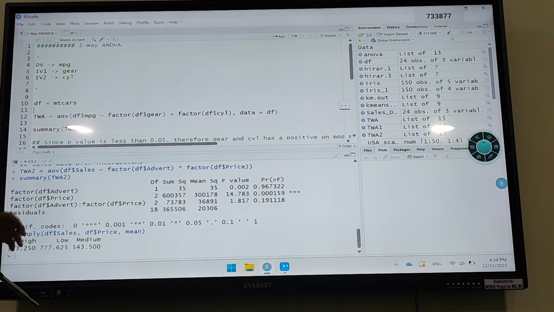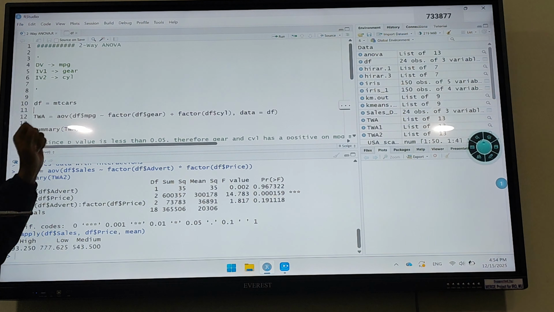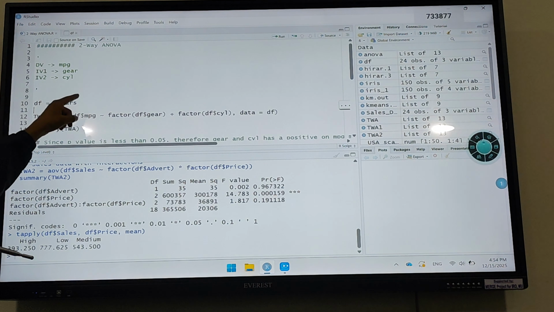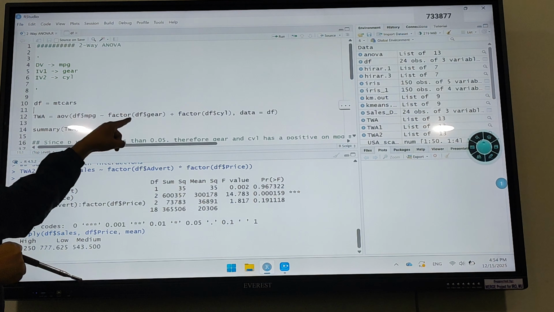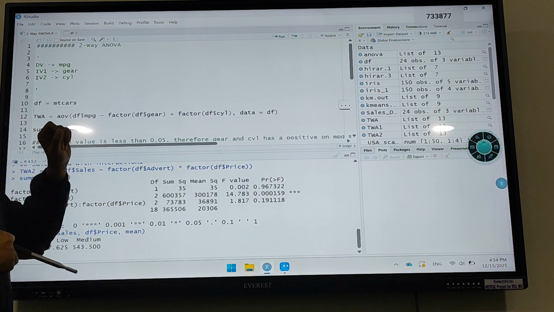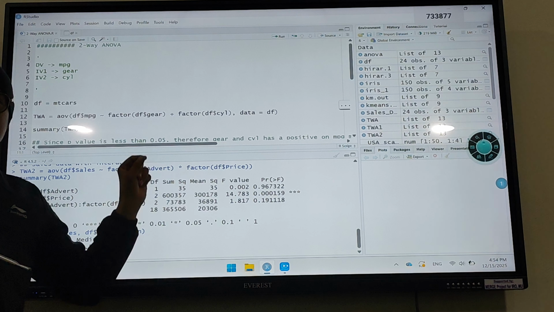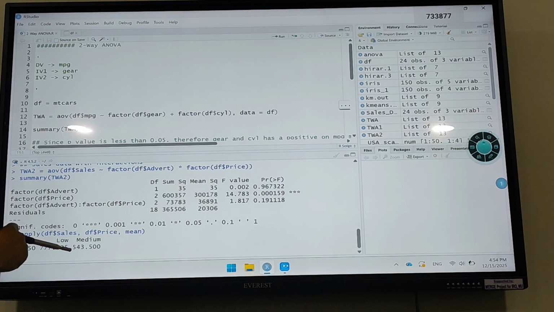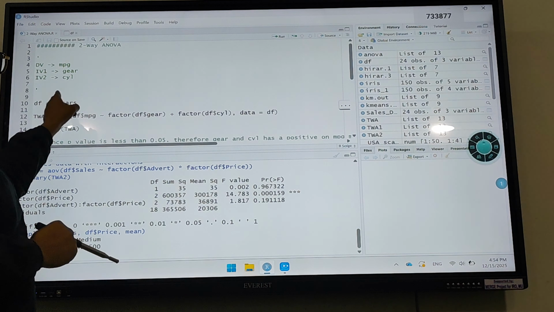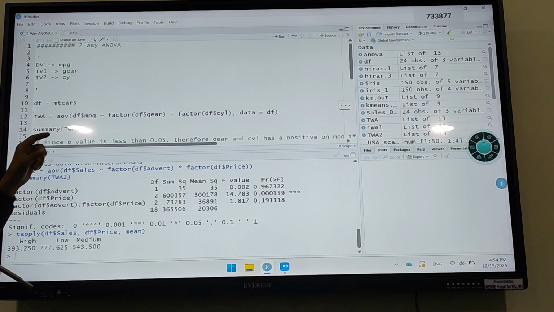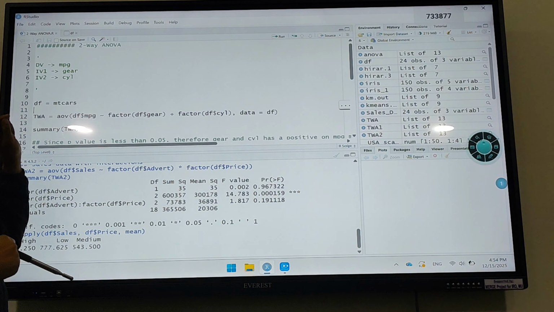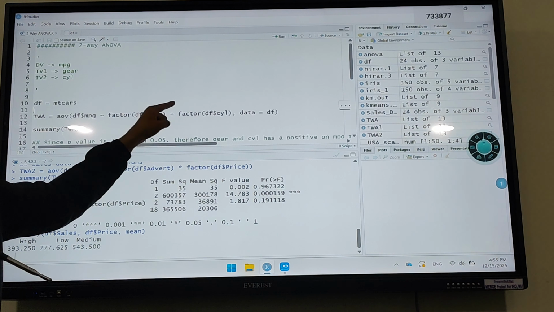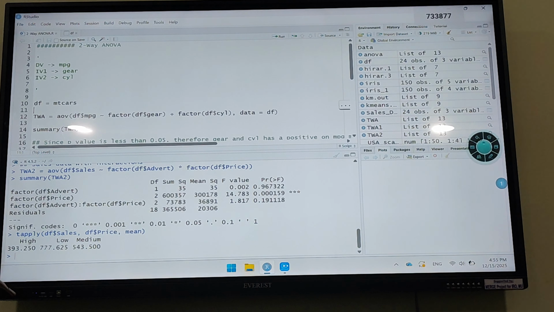As said earlier, this dependent variable must follow the normal distribution. We know it is already followed. We have used tilde, then gear and cycle. Those we consider as factors because they are categorical in nature. DF means from that data table we are extracting MPG as the dependent variable and both gear and cycle as independent variables. In this kind of situation we use two-way ANOVA.